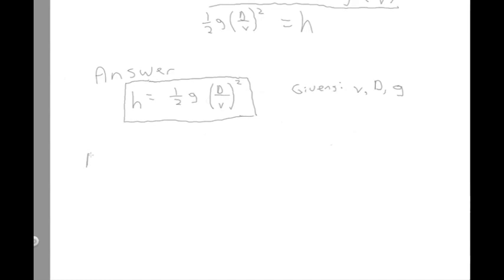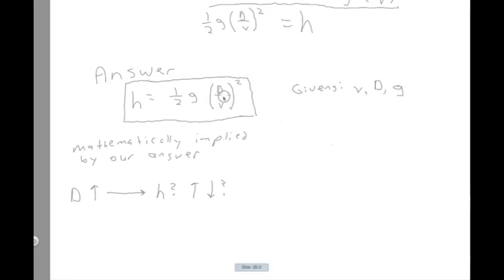Imagine that we increase d and hold all the other variables constant. If we increase d and hold all the other variables constant, what does the math of our answer imply will happen to h? Imagine increasing d, holding all the other givens constant. What would the math imply would happen to h? Would h increase or decrease?